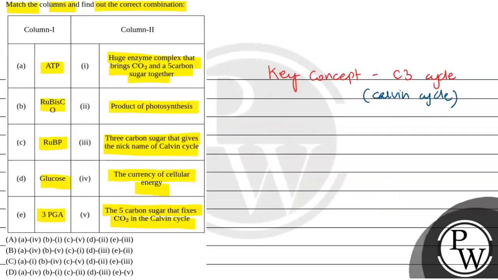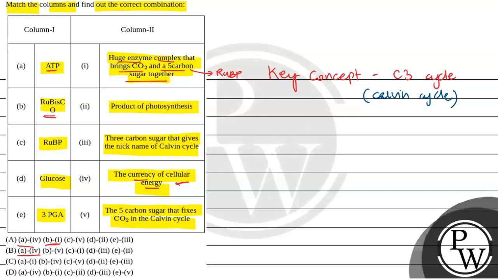So coming back to the question में पहले कॉलम में दिया हुआ है ATP. So ATP we know is the currency of cellular energy. So A का हो गया 4, इन दोनों में A का 4 दिया हुआ है. Then RuBisCO जो होता है, RuBisCO is basically a huge enzyme complex that brings carbon dioxide and a 5 carbon sugar together. 5 कार्बन शुगर मतलब यहाँ पे RuBP की बात हो रही है. RuBP और कार्बन डाइऑक्साइड को कंबाइन करके 3-PGA बनाता है. So B का हो गया 1.